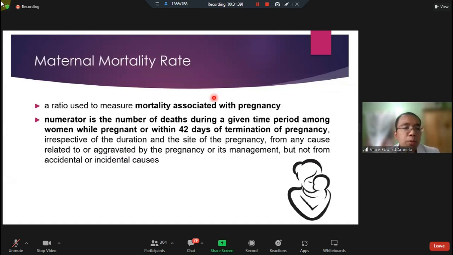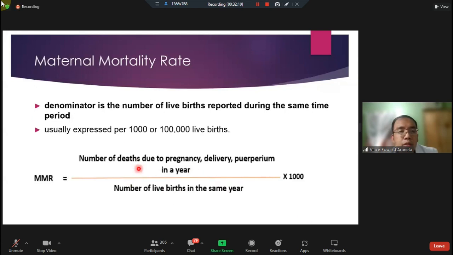We also have the maternal mortality rate. So actually, it is a ratio used to measure mortality associated with pregnancy. The numerator here is the number of deaths during a given time period among women while pregnant, or just take note of this time period, within 42 days of termination of pregnancy, irrespective of the duration and site of the pregnancy, from any cause related to or aggravated by the pregnancy or its management, but not from accidental or incidental causes, which shows here the formula.